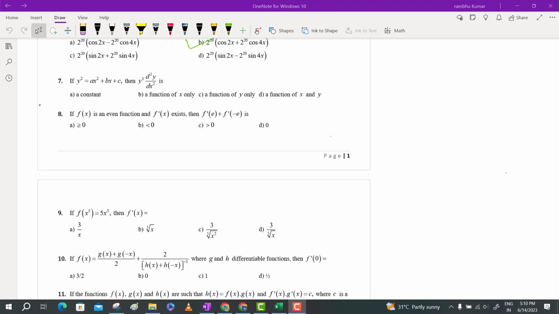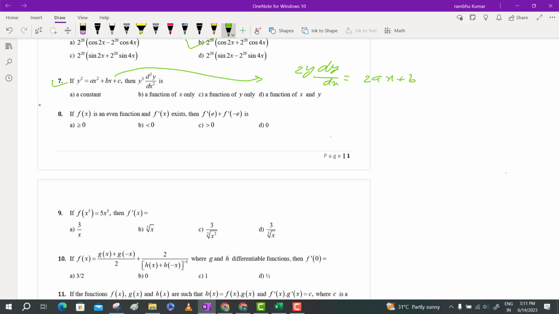Question number 7 and 8 I missed in between. So here question number 7, let's solve. This is also based on the derivative only. So here, first differentiate this particular equation. So this will be nothing but 2y dy by dx, which is equal to 2ax plus b.